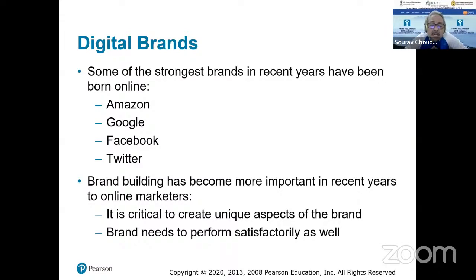Okay, it's almost intangible. So it should be convenient for the consumers, it should be price-worthy for the consumers, it should be trustworthy for the consumers. Correct. So digital branding is quite a challenging job. Okay.